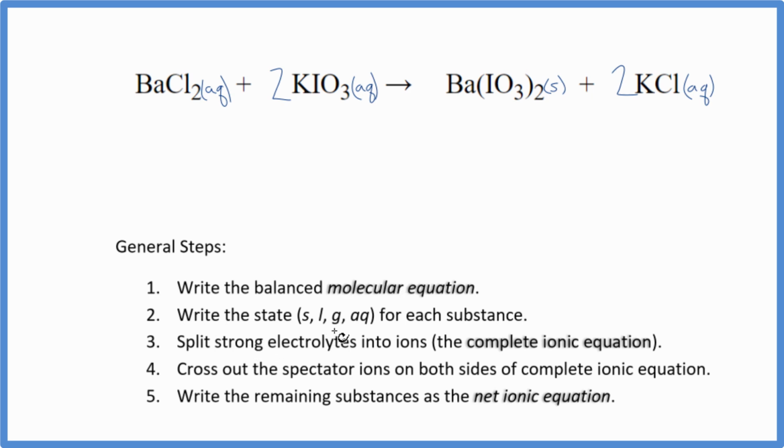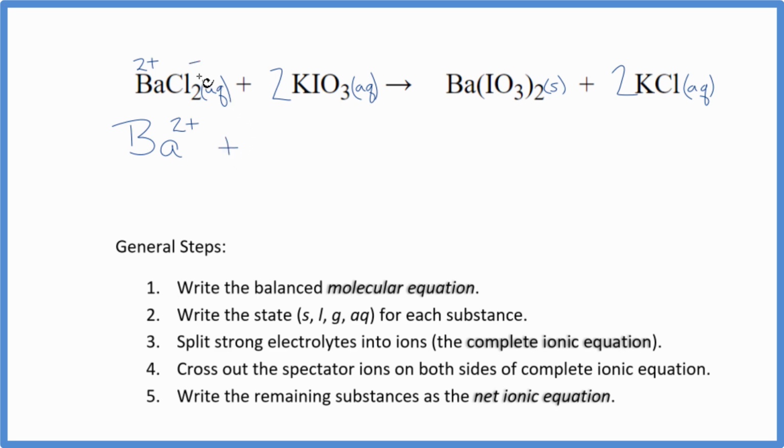And then potassium and chloride ions, both of those are very soluble. Those are the states. Now we can split the strong electrolytes into their ions, and that will give us the complete ionic equation. Barium's in group 2 on the periodic table, 2+. So we have the barium ion, Ba2+. I won't write the states. Let's write those at the end.